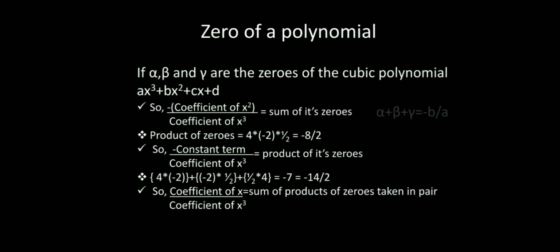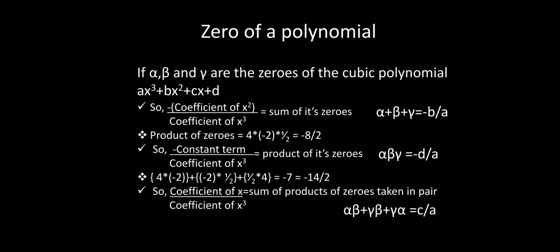So if alpha, beta, gamma are the zeros of the cubic polynomial ax cube plus bx square plus cx plus d, then alpha plus beta plus gamma is equal to minus b by a. Alpha into beta into gamma is equal to minus d by a, and alpha beta plus beta gamma plus gamma alpha is c by a.